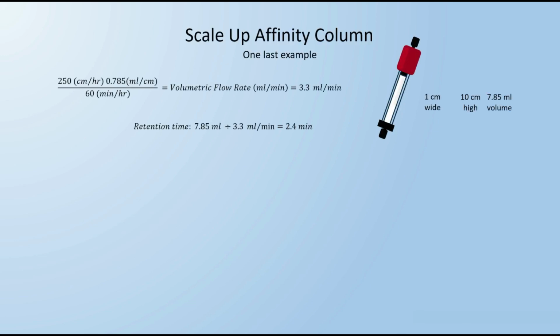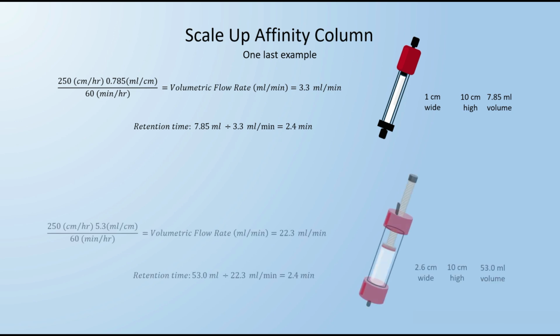Here's an example. Let's say we're running that 1 centimeter wide affinity column at 250 centimeters an hour. Again, the cross-sectional area is 0.785 mL per centimeter, and we previously calculated the volumetric flow rate to be 3.3 mL per minute. For this example, let's say the column is 10 centimeters high, so that would mean the retention time would be about 2.4 minutes.